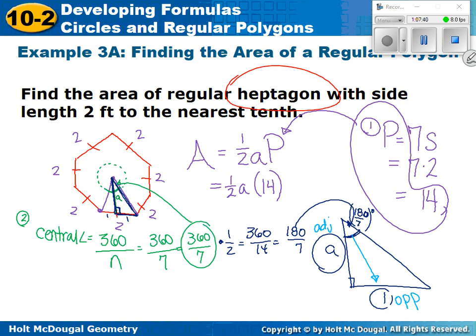Now we're ready to use our calculator. Just keep in mind this is not your answer though. So when you use your calculator and you get this 1 divided by tangent of 180 over 7, you want to be real careful. That's your value for A. What are you going to do once you have your value for A? You're going to plug it in here, so you're going to multiply it by what? 1/2, and then by 14. Or what is half of 14? 7, so you could just multiply it by 7 all at once if you want.